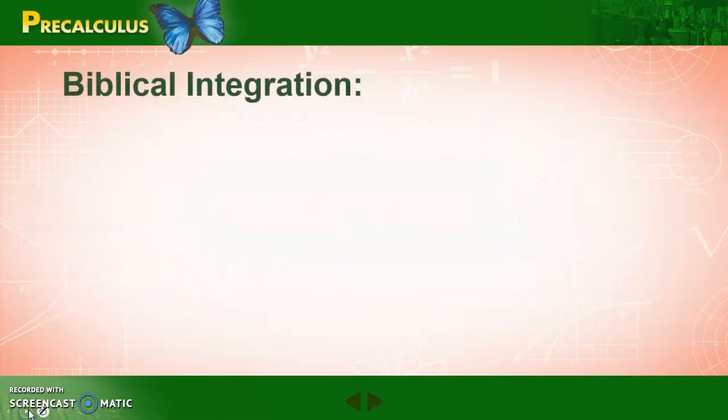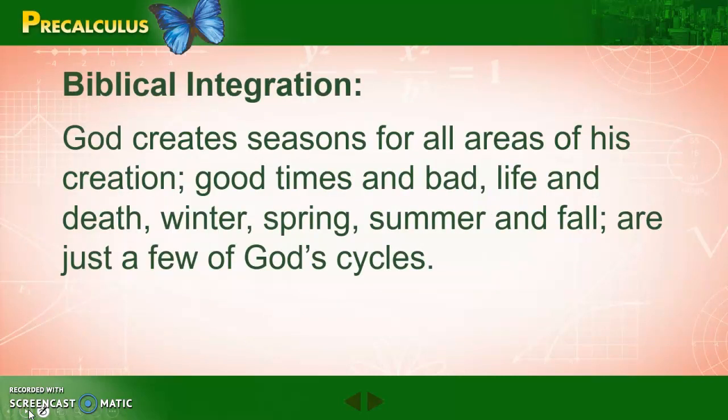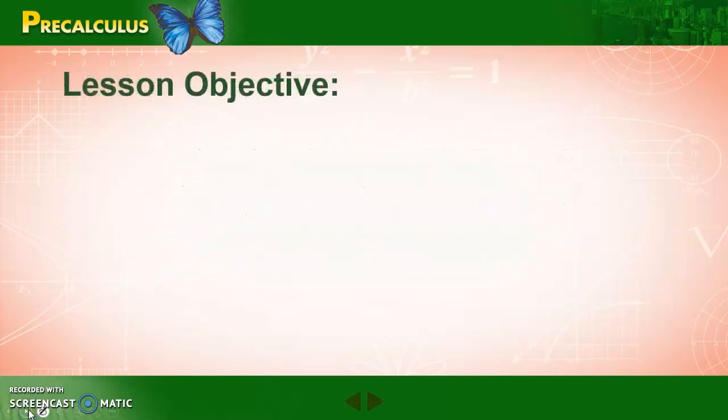Our biblical integration for this unit continues to be this: God creates seasons for all areas of his creation. Good times and bad, life and death, winter, spring, summer, and fall. These are just a few of the cycles that we see in God's creation. And trig functions, as we looked at the last lesson, are a type of repetitive or periodic function, and they fit into this pattern and this cycle of God's creation.